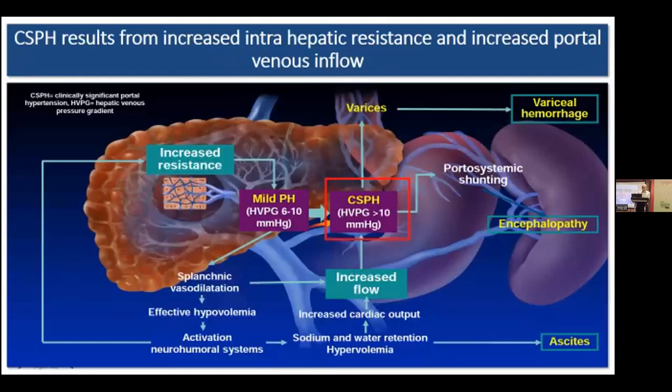Clinically significant portal hypertension is the major driving force of decompensated cirrhosis. In pathogenesis, the intrahepatic vascular structure is disrupted by nodular cirrhosis, compressing the intrahepatic circulation. Functionally, reduced nitric oxide in the hepatocytes increases intrahepatic vascular resistance. This raises portal pressure, causing systemic and splanchnic vasodilatation, followed by effective arterial hypovolemia, then activation of the neurohumoral and RAS systems, sodium retention, and the development of ascites.